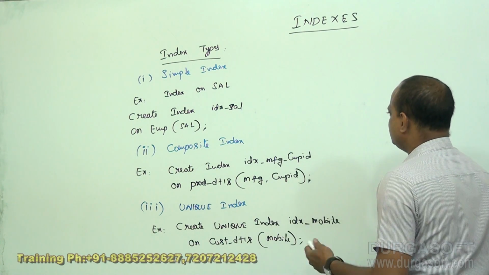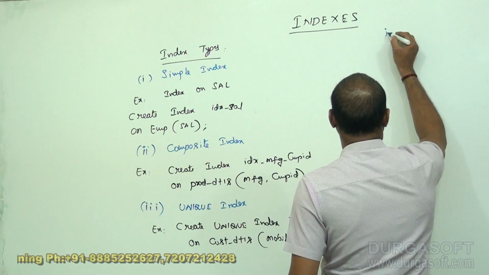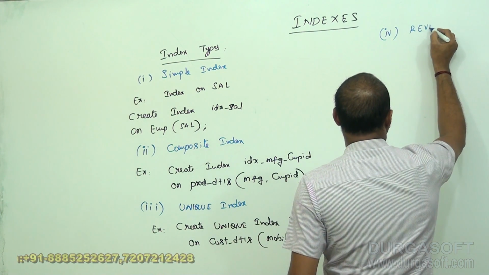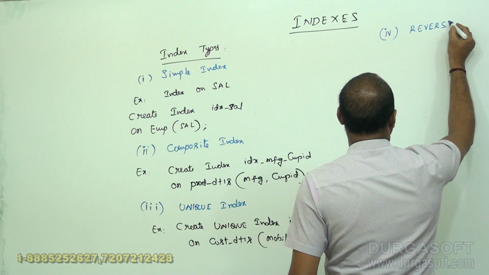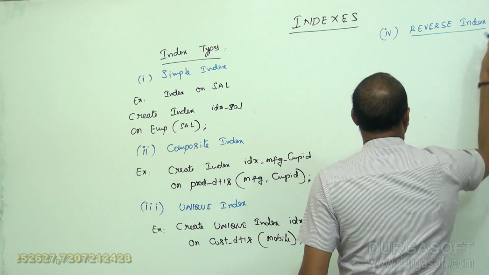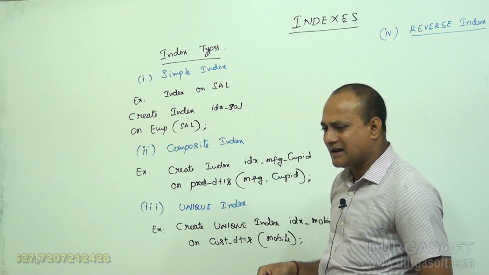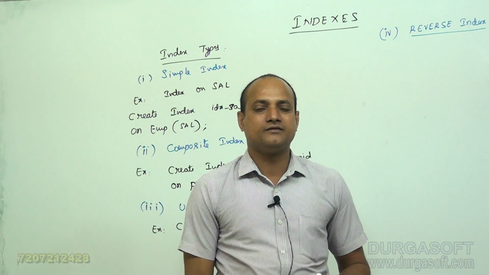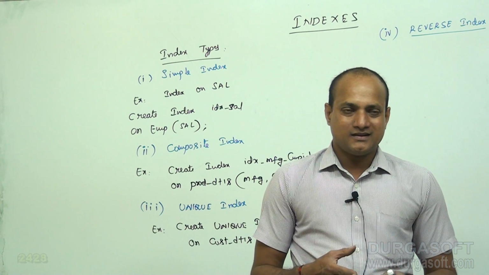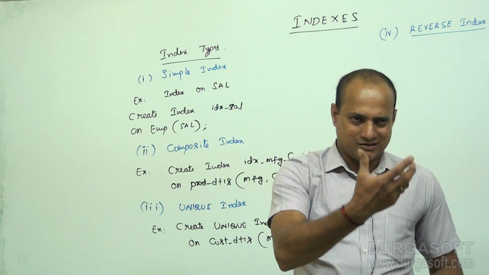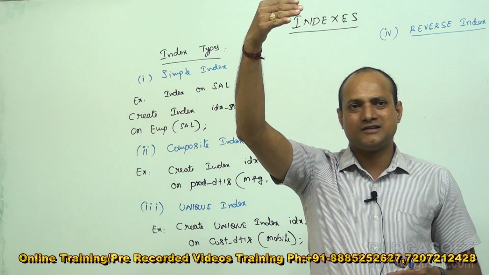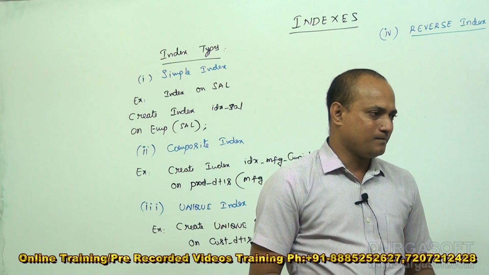Next one. Reverse index. So what is this reverse index? If you want to search data, frequently I am looking for the highest value. In such cases, generally an index maintains ordered data. The least value is at the beginning of the index, and the highest value is at the end of the index.